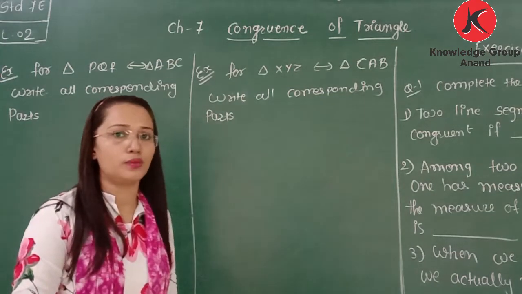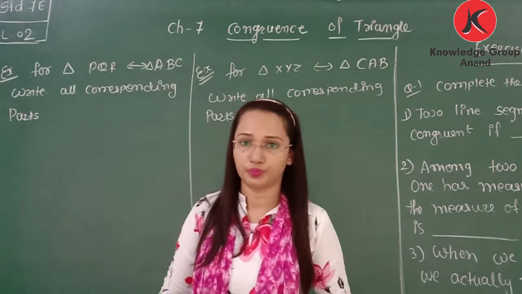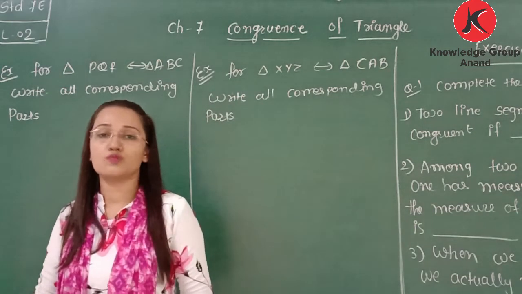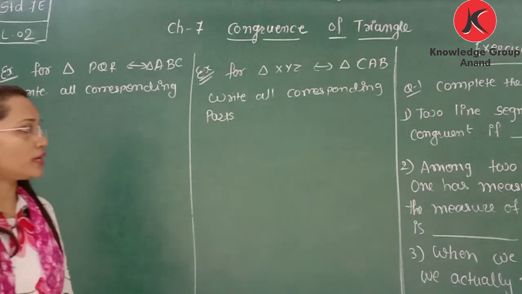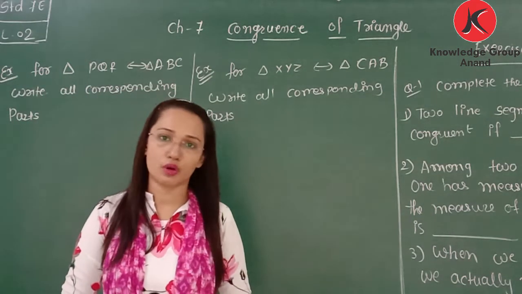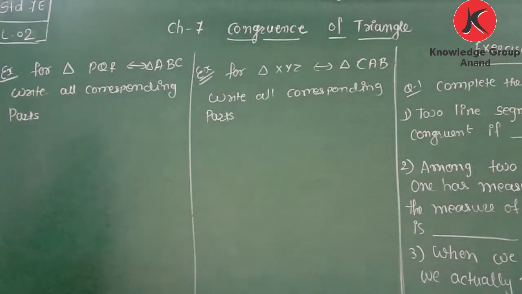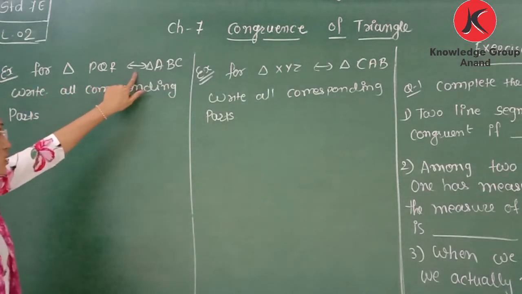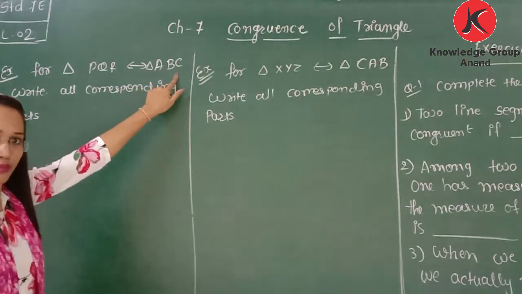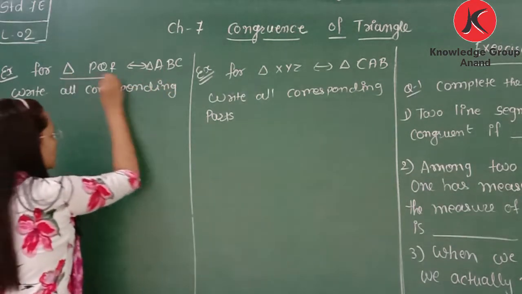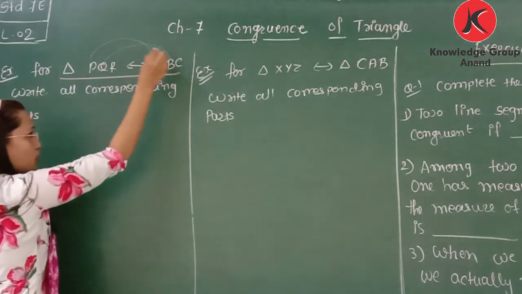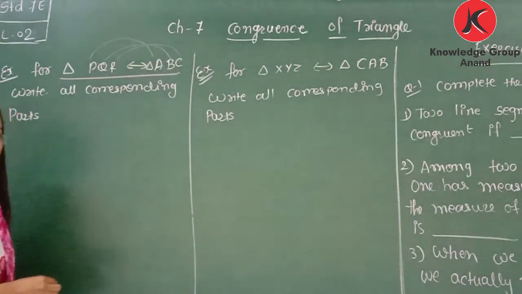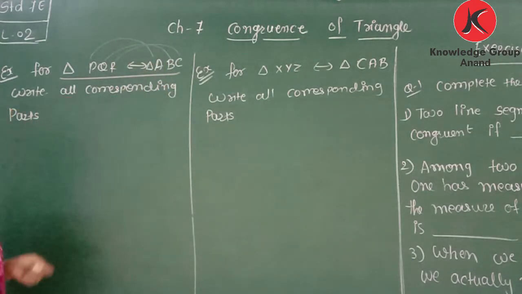In congruent triangles, we learn three criteria, that is corresponding sides, corresponding vertices, and corresponding angles. So today we will solve some examples related to correspondence of triangles. So let's start. For triangle PQR corresponding to triangle ABC, this correspondence is very important. It means P corresponds to A, Q corresponds to B, and R corresponds to C. Write all corresponding parts. If this kind of question is given, then you need to write the correspondence.